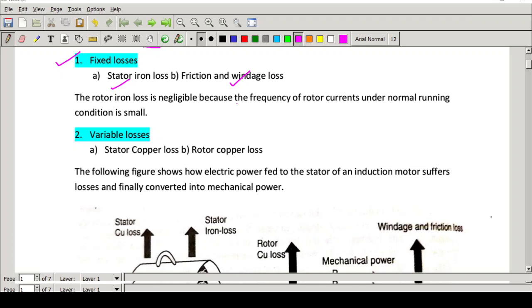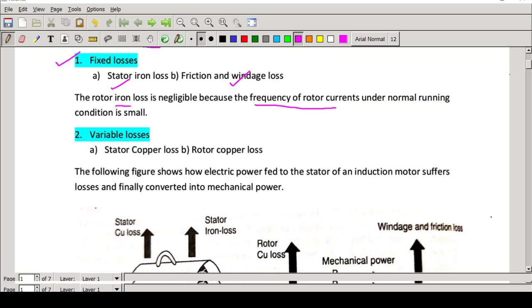Here we are not considering the rotor iron loss because it is negligible. Why is it negligible? Because the frequency of the rotor currents under normal running conditions is very small. As you know, this core loss or iron loss depends on the frequency. Since the frequency is very low, we can just neglect it.